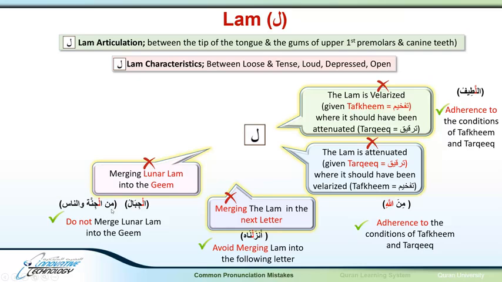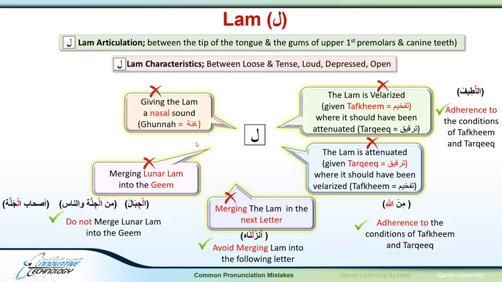Another example is min al-jinnati. Some people would say min aj-jinnati wan-nas, and that's wrong. Another example is ashabul jannati. Again, that's wrong. The right way here is ashabul jannati. Min al-jinnati. Al-jibal. There is no idgham, no merging for the lam, and the lam should always be present in those cases. The last mistake is giving ghunna for the lam, a nasal tone.